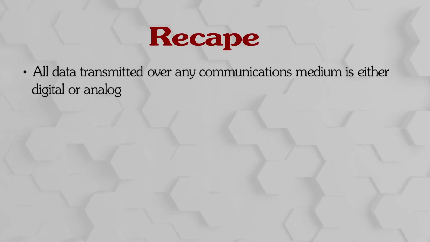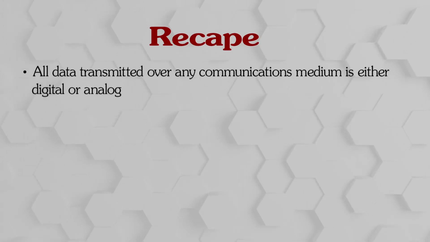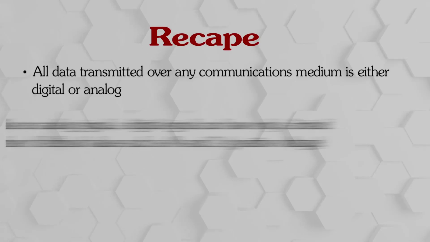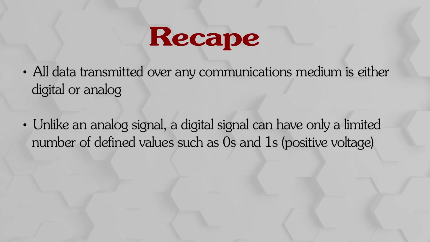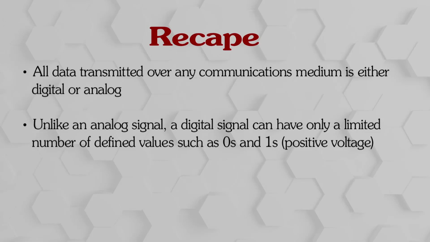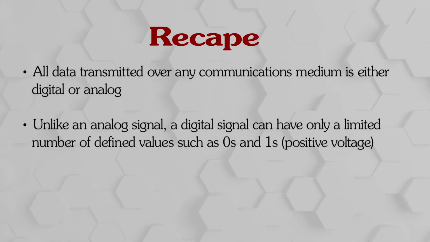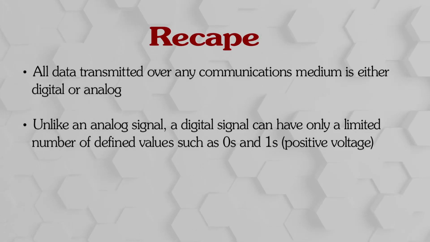Communication medium could be anything: twisted pair, coaxial cable, fiber optics, satellite, any kind of medium one can think of. Unlike an analog signal, a digital signal can have only a limited number of defined values as 0 and 1s, this positive voltage or negative voltage. Analog, you can have many values, but in digital we have only 0 and 1 in terms of voltage, high voltage or low voltage.